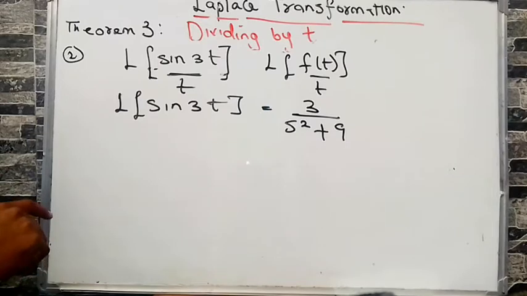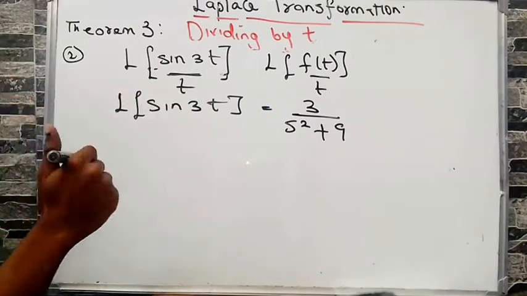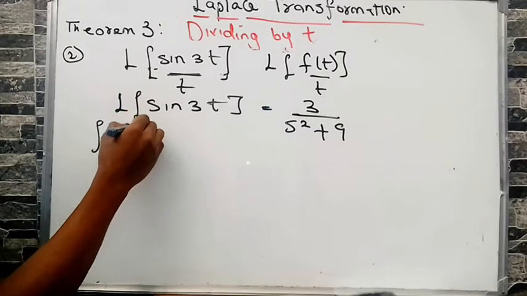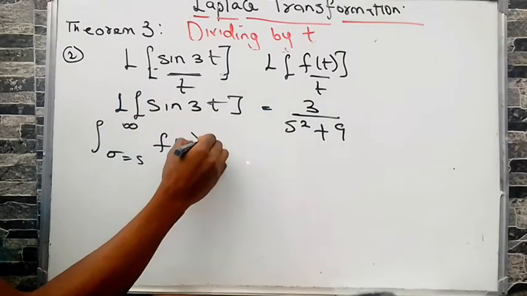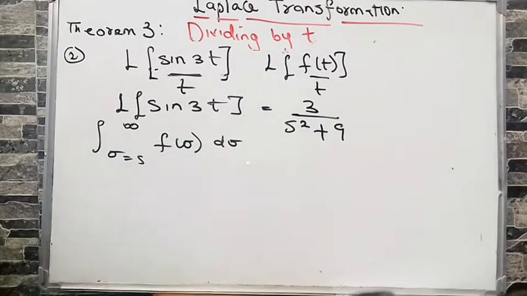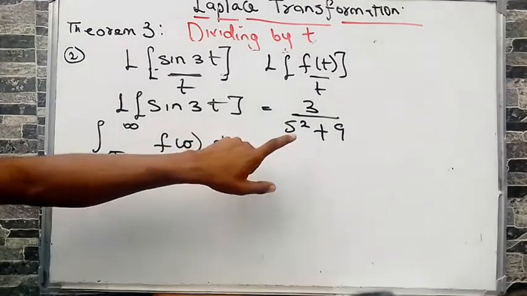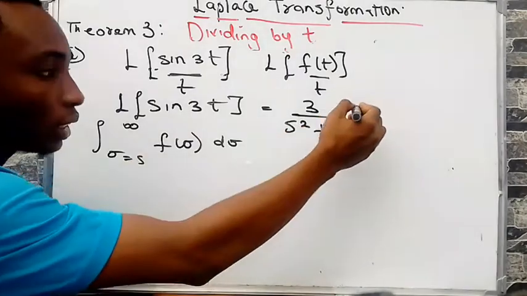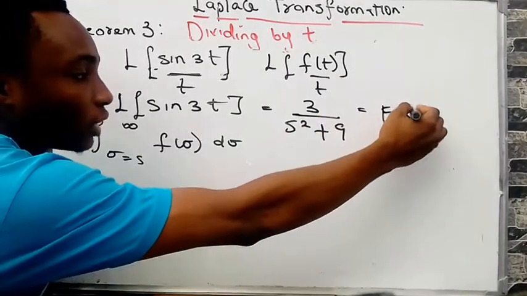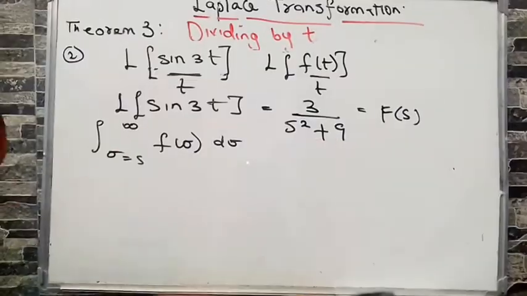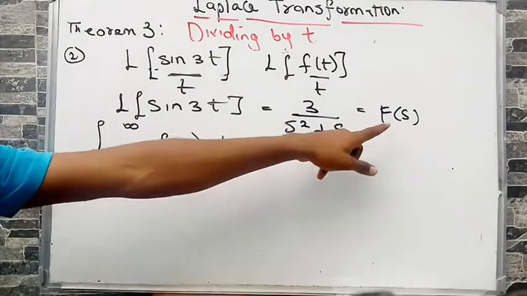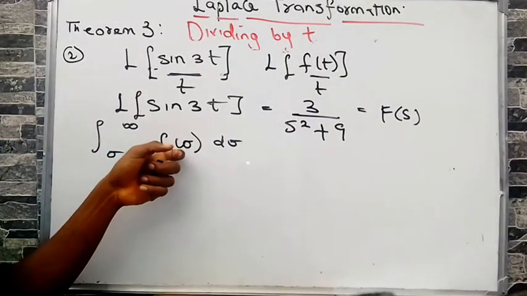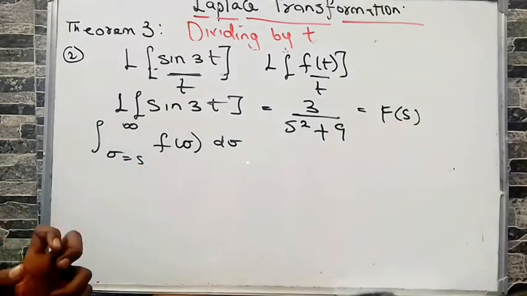Now the rule says the Laplace of f(t) divided by t is going to be the integral from this variable, which is equal to s, to infinity, of the function of this variable with respect to this variable. So the answer I get, which is the Laplace of f(t), remember, is in terms of s. So I will represent this function of s in terms of this variable here and integrate it. As simple as that.